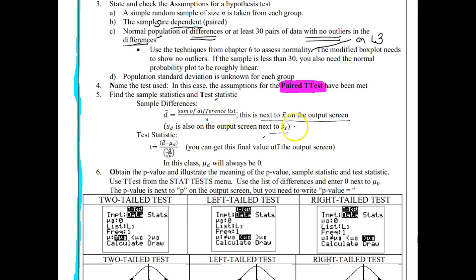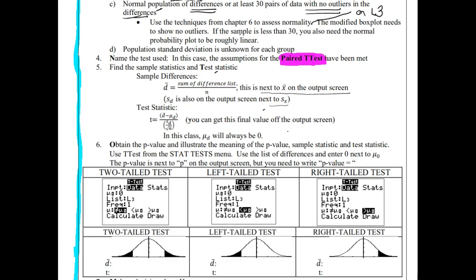So when we run this t-test, on that output screen, every place we see an x, we're going to replace it with a d for differences. So our test statistic in this section is going to be that observed value of d bar minus mu sub d, which for this course, mu sub d is always going to be 0. And then we're going to divide by s sub d over root little n. So in this class, again, mu sub d will always be 0.